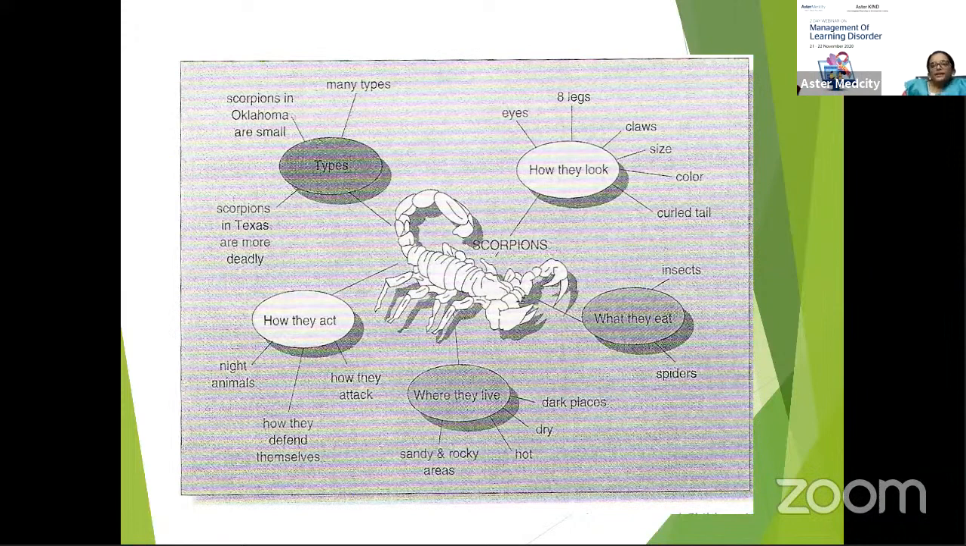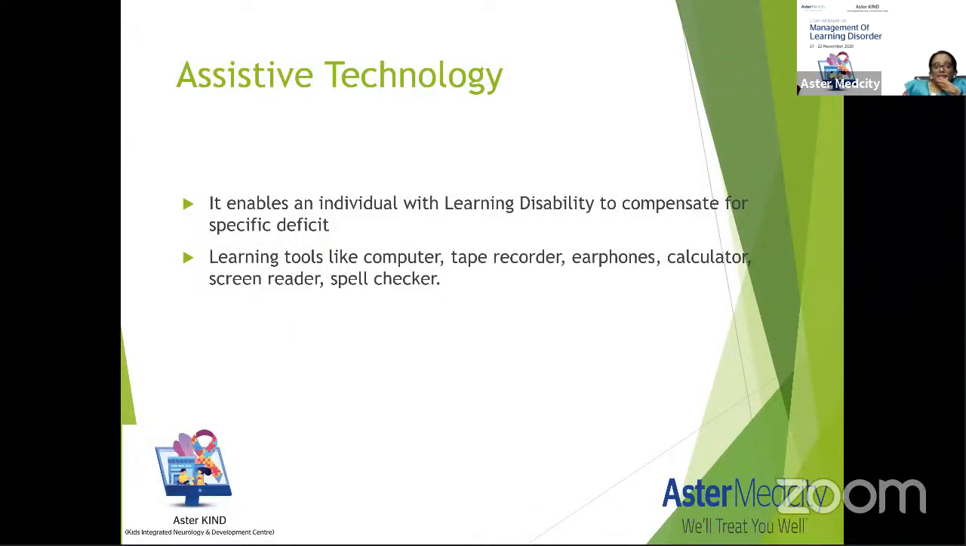And then next we will talk about assistive technology. What assistance can we give if the child is having a problem, and how can we compensate for the problem by providing proper tools. So we can give a computer. If the child is having a problem with writing, we can give them a keyboard, or we can give them a computer to write, or a tape recorder.